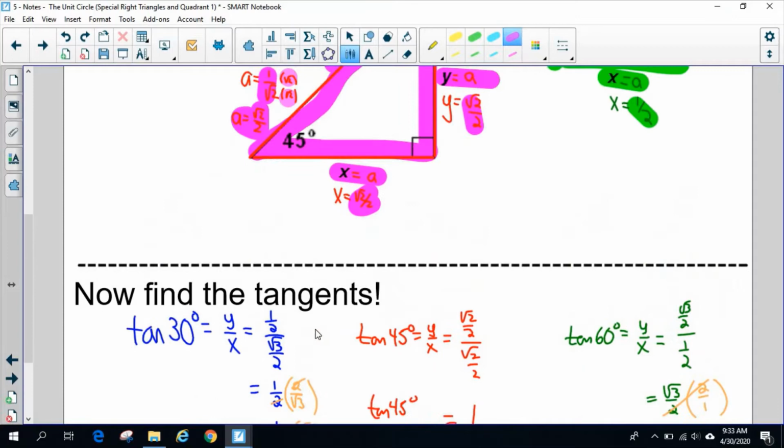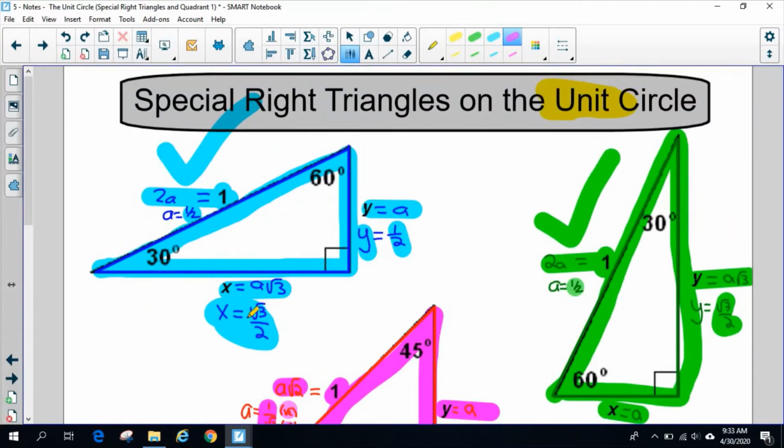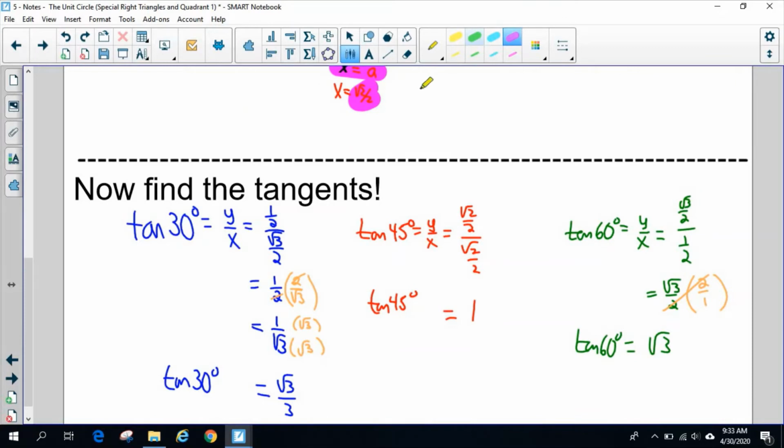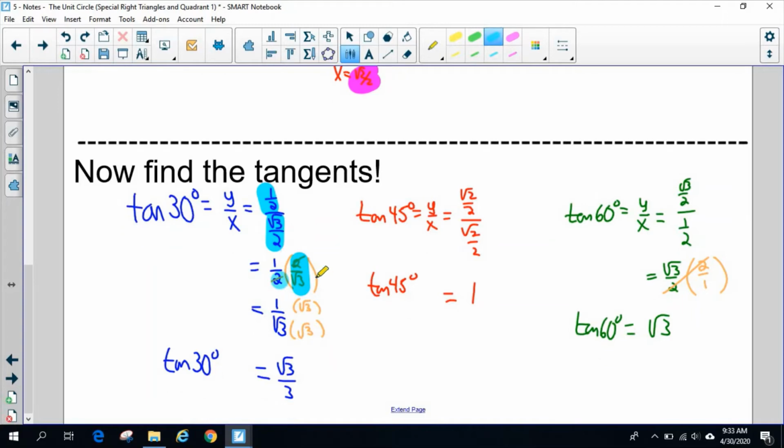So if we look at the 30-degree triangle, the y is 1/2, the opposite is 1/2, the x is root 3 over 2, meaning the x part of it. So if I just do the math there, what I end up getting is y is 1/2, x is root 3 over 2. This would have to be reciprocated or flipped over, which you can see that I did here. The 2's would cancel. That would leave me with 1 over root 3, which again has to be rationalized. So tangent of 30, when you calculate it all out, is root 3 over 3. And that's the hardest one. The rest of them are actually pretty simple.